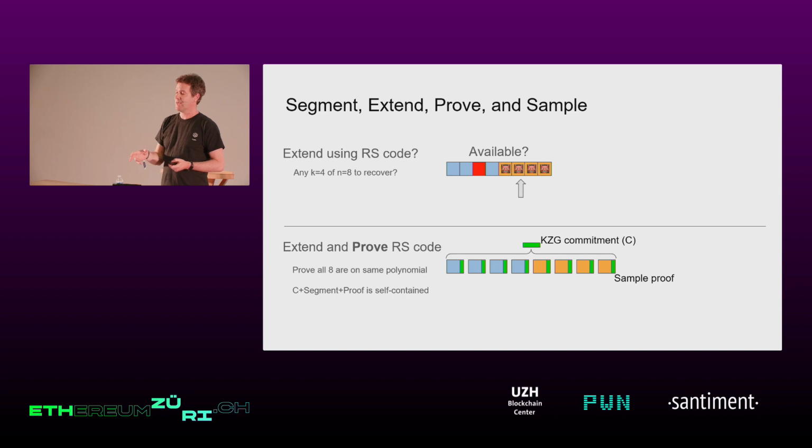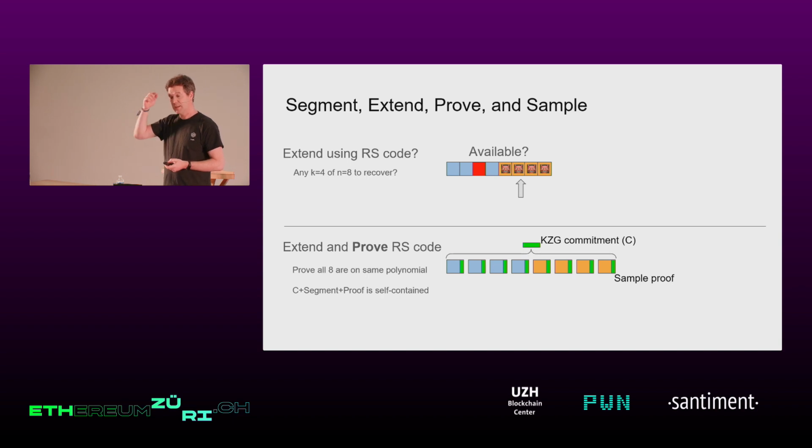So in the example you see there, actually there are 5 pieces missing. We just don't know. We sample, we get something, we believe it, and that's wrong. So that's why we have to segment, we have to extend the data, then we have to prove each single piece, and then we will sample.